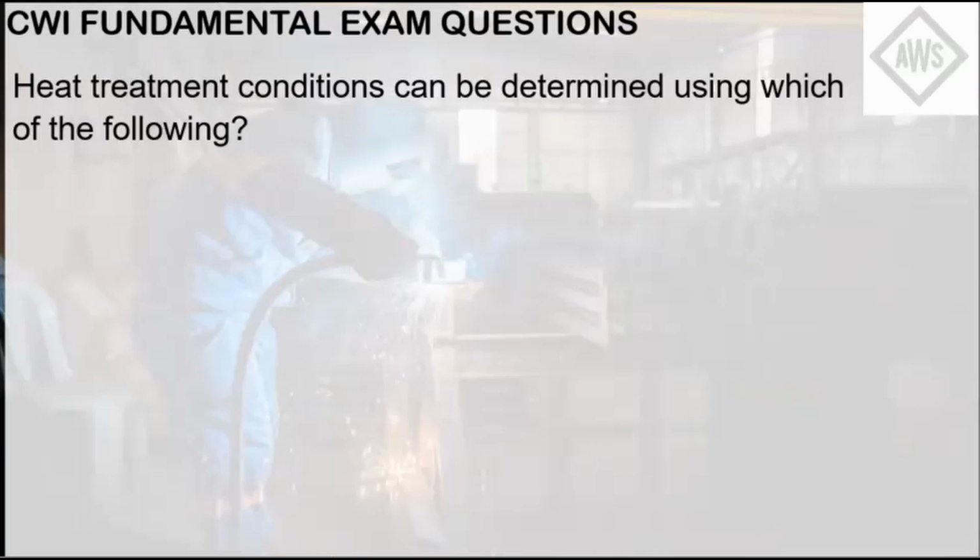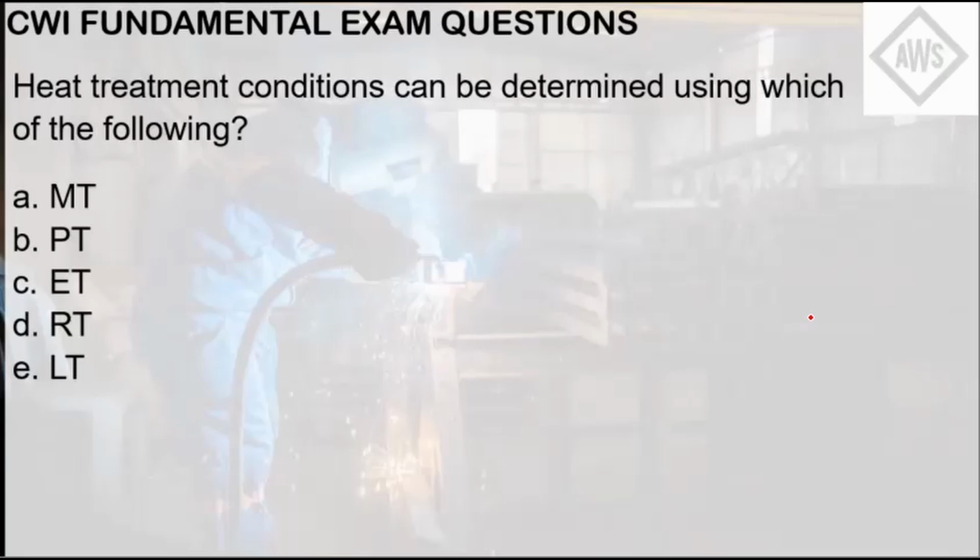Heat treatment conditions can be determined using which of the following? Letter A, MT, letter B, PT, letter C, ET, letter D, RT, letter E, LT. So in this question, ET determines the heat treatment conditions of the metal by measuring electrical conductivity.